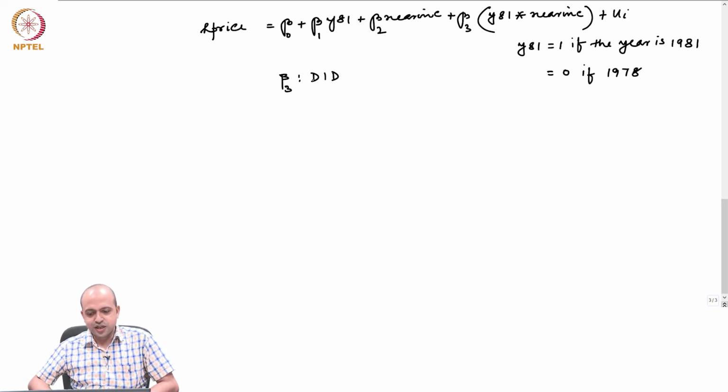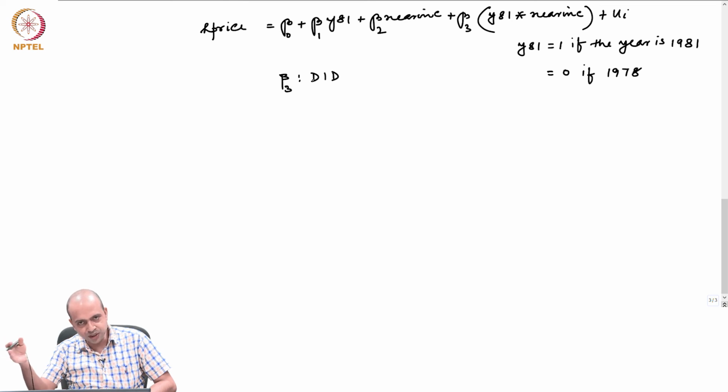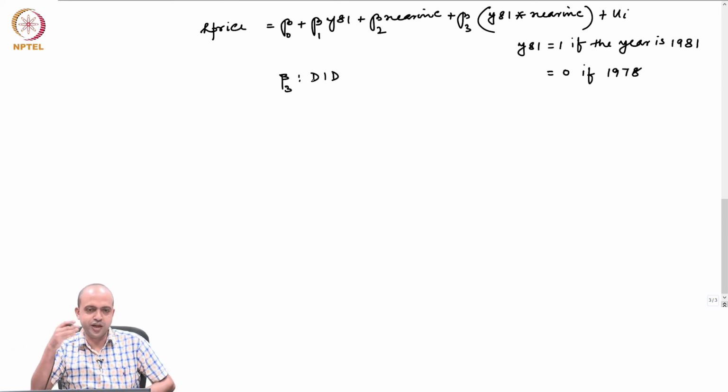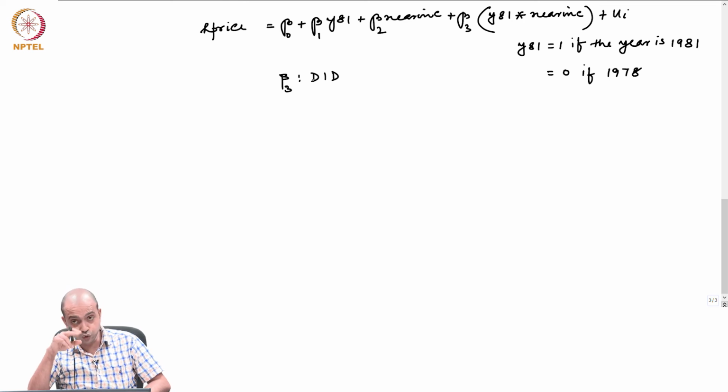Okay, beta 3 is basically the DID, and you can apply the framework we have discussed earlier. That means you have treatment and control. Treatment is the houses located within the 3 kilometer radius of A, and control is beyond, and then pre and post, 1981 and before that. If you take the difference in that, you will get the difference in difference estimate, which is denoted as beta 3, following that framework we have already discussed earlier.